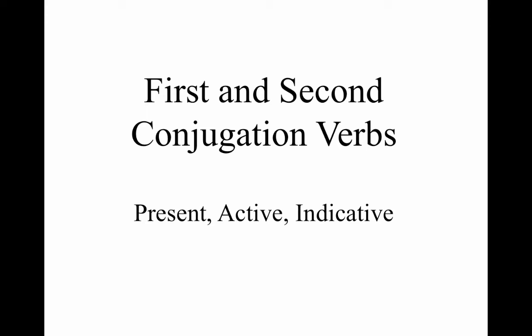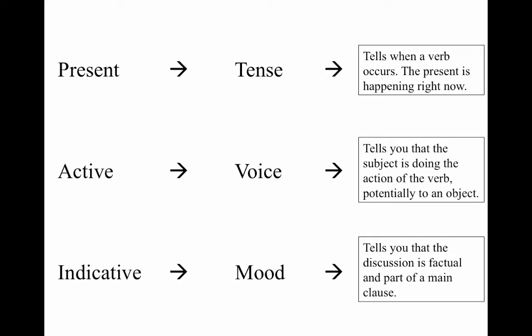In this lesson, we're going to learn about first and second conjugation verbs in Latin in the present active indicative. Now, first, let's talk about what the present active indicative means, because you're going to be hearing these terms a lot. Present is the tense. The tense of the verb tells you when it's happening. The present happens right now.